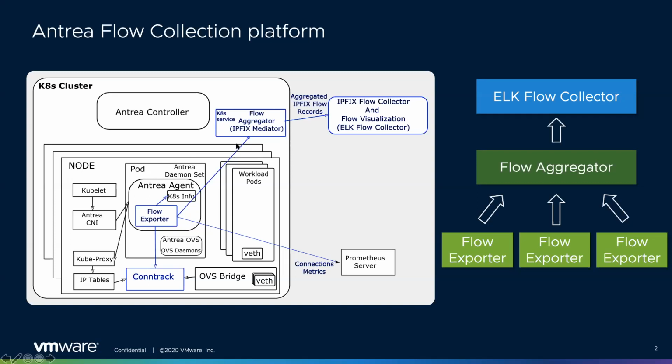So we have added a new Kubernetes service, which is called Flow Aggregator, and the flow exporter at each agent connects to the Flow Aggregator and sends flow records to it. The Flow Aggregator will do a correlation, fill out some missing information, and also add some statistics into the final aggregate flow records. Then the Flow Aggregator will send the aggregate IPFIX records to our external flow collector and do further flow visualization using the ELK flow collector.